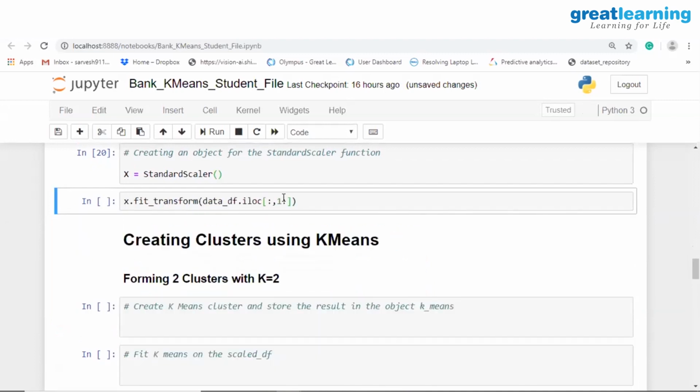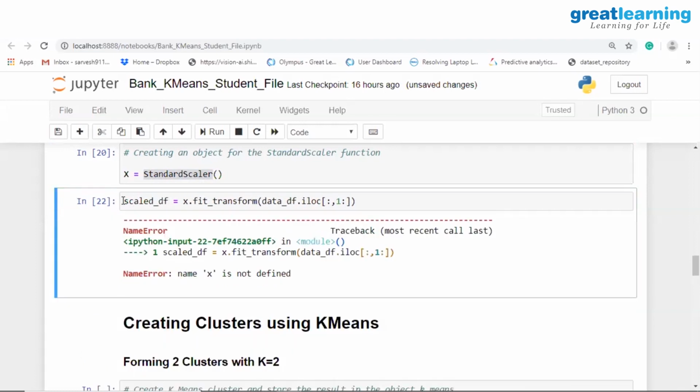So I'm giving it all. I'm fitting and transforming all these data points. What is this? First, I'm fitting and transforming it. I'm transforming using the function standard scaler. It's not only fit here. It's fit transform. And I create a new object, scaled data set.